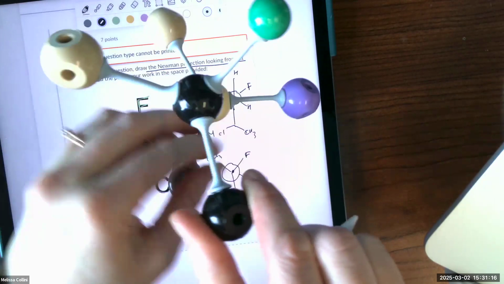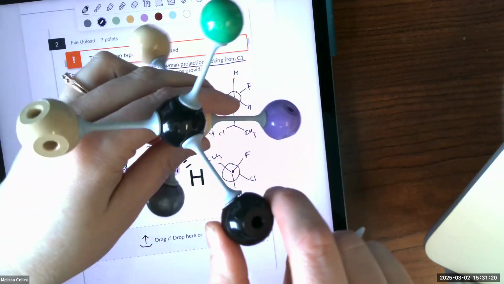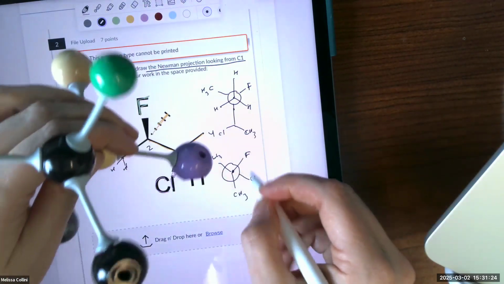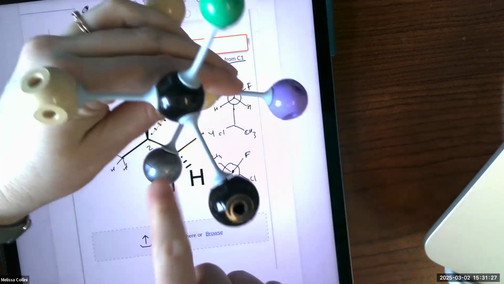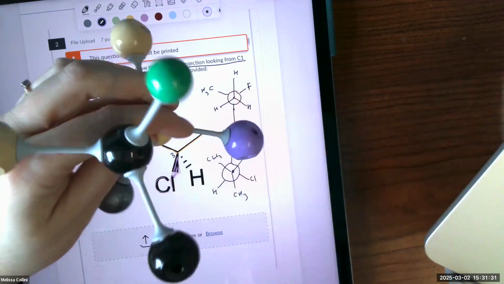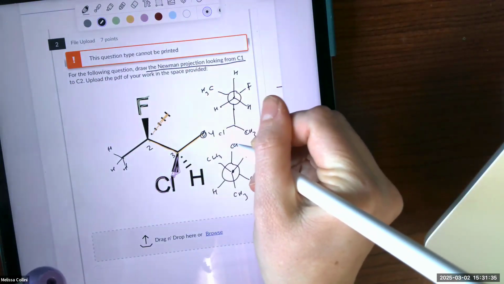It would probably be better rotated like this. You can see it's staggered. It's not eclipsed on one another. So the chlorine pointed down, fluorine pointed up. And then over here we have that hydrogen that I'd put in silver. And then straight up behind, we have our methyl group, this one right here.